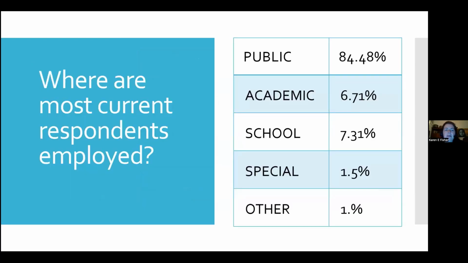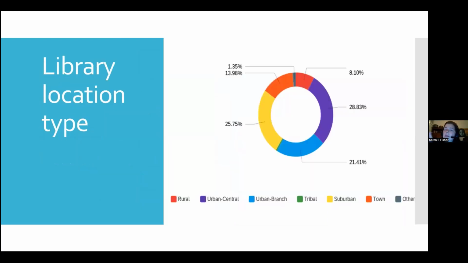So where are we right now in terms of the people who have participated in the survey? Most of our respondents have been from the public library sphere, almost 85%. Then academic, school libraries, special libraries, and other as well. Even though, as we positioned the proposal, we thought it would be mostly public library, the trauma is everywhere, absolutely in all library settings. You can see here for library location type, almost 30% for urban central locations, but we also have a good chunk of urban branches, rural, tribal, suburban, town, and other locations.